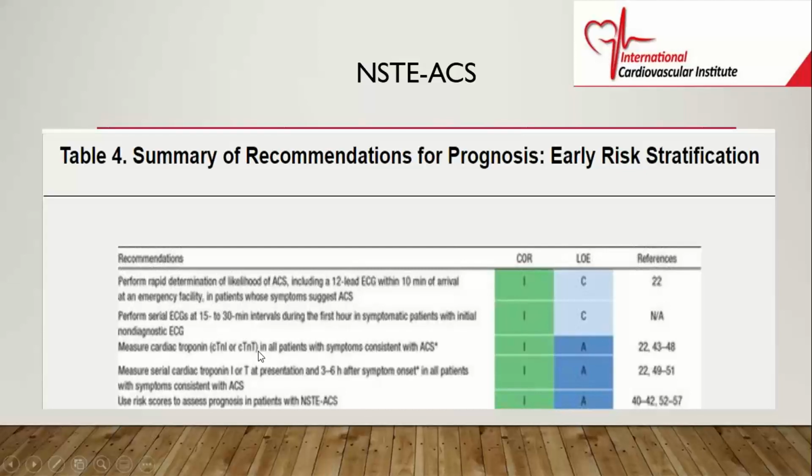And then the biomarkers. In today's climate, the only biomarker you need to do is your troponin. A few years ago, we were doing all sorts of stuff, myoglobin, CPK, and stuff like that. This is the only thing you need to do. So if the patient comes in with symptoms suggestive of acute coronary syndrome, you're going to do your troponin as soon as possible.